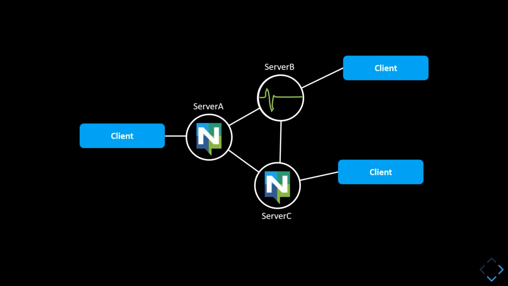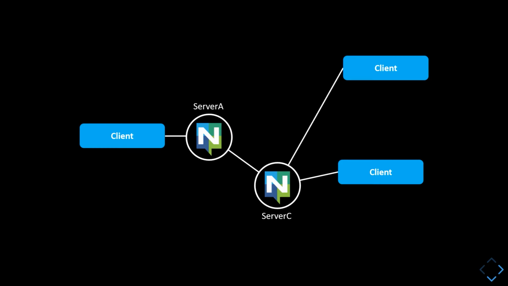Okay. And what then happens is if this server dies off, it will automatically be removed from the topology. This will automatically be sent to all the other servers and the clients. And then a client can be configured to just try to reconnect to another server in the cluster. And then it can just reconnect to this one.